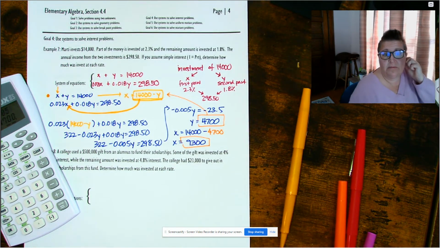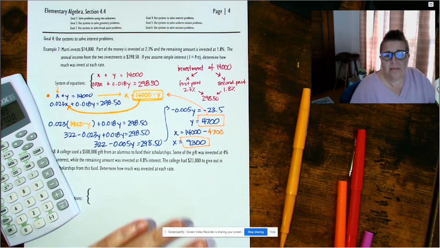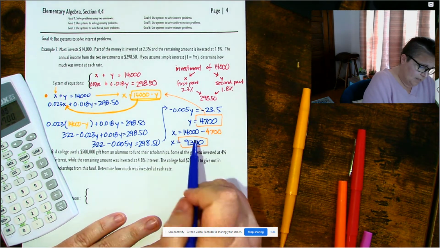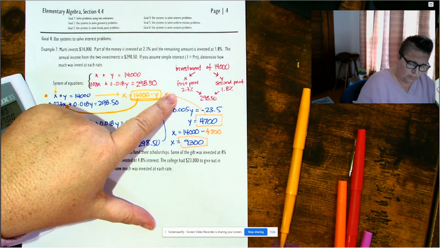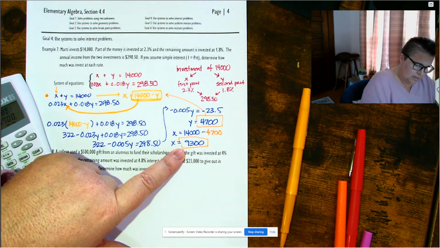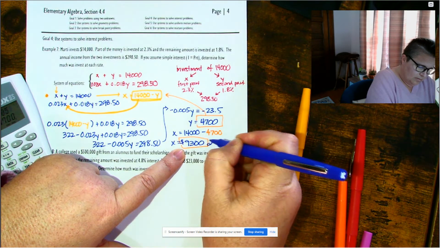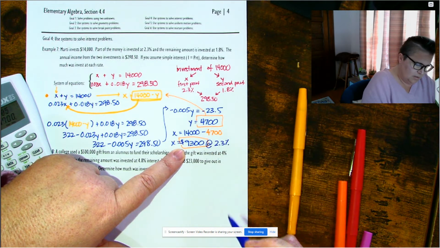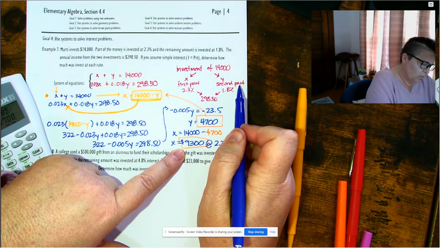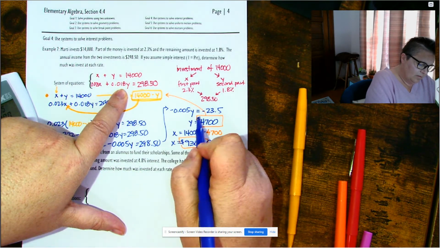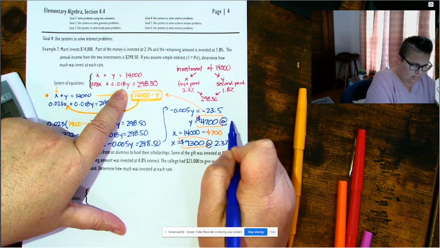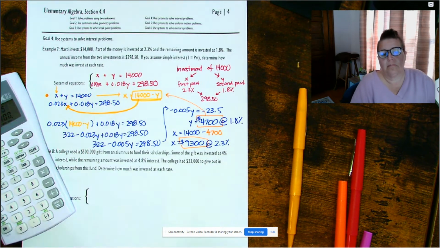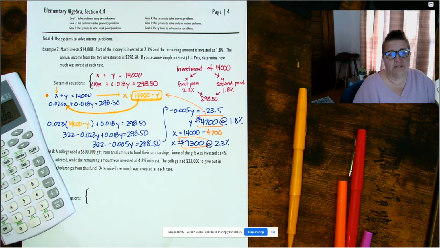Okay, I've used my system of equations. What does this tell me? This tells me that x, the first part, at 2.3% interest, is $9,300 at 2.3%. And my second part, or y value at 1.8%, is 4,700. So I've got 9,300 at 2.3% and 4,700 at 1.8%. How much was invested at each rate?